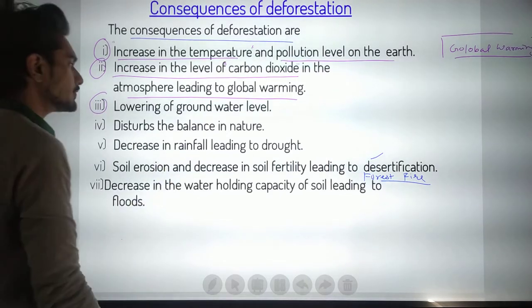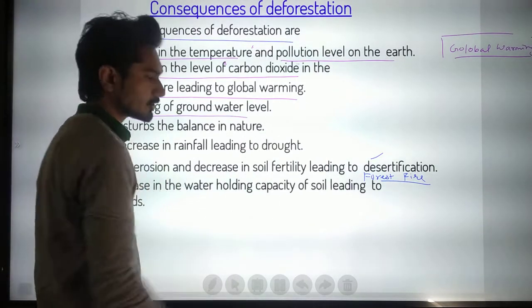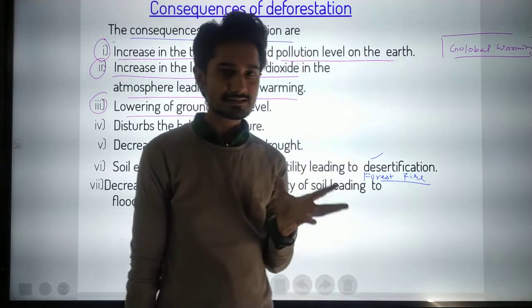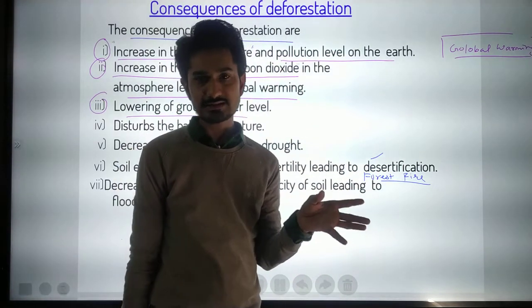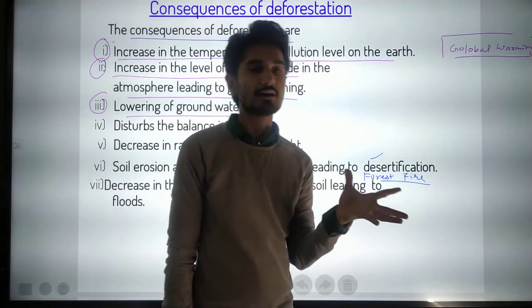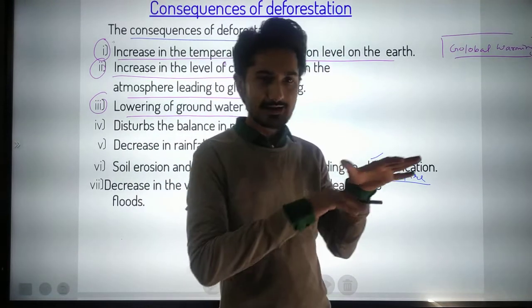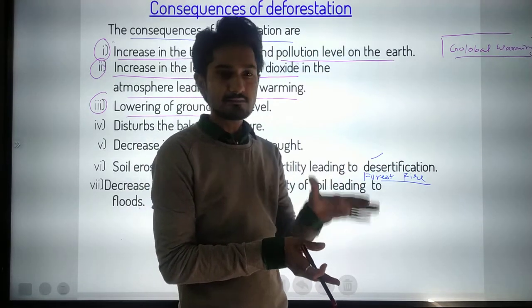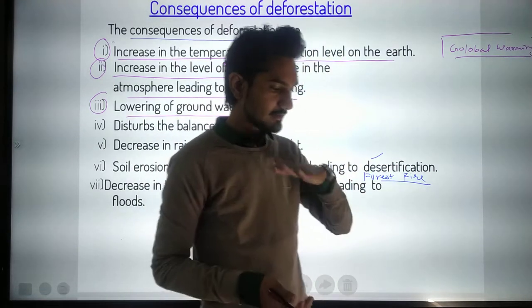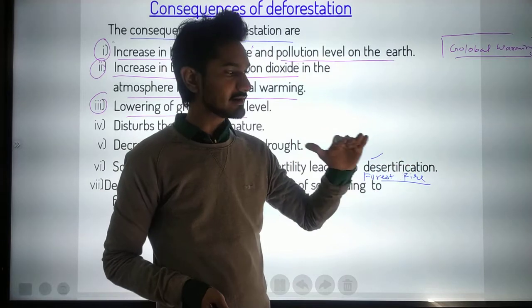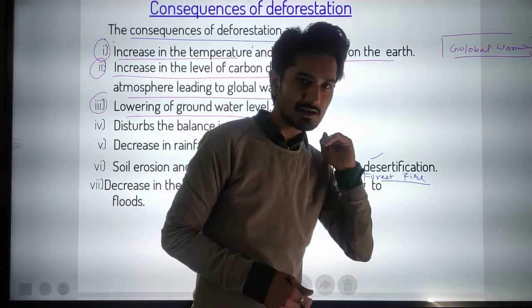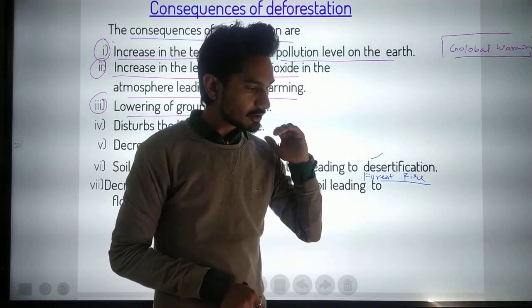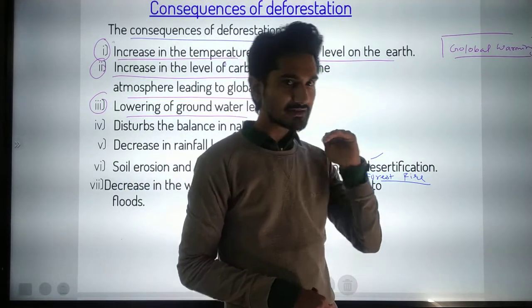Lowering of the groundwater level. It will automatically lower the groundwater level, because we know that there is soil, and into that soil there is a water layer. So we can find water from the water layer. But when we cut down the trees, what will actually happen? It will reduce the soil over there. We are removing the soil's first layer also.